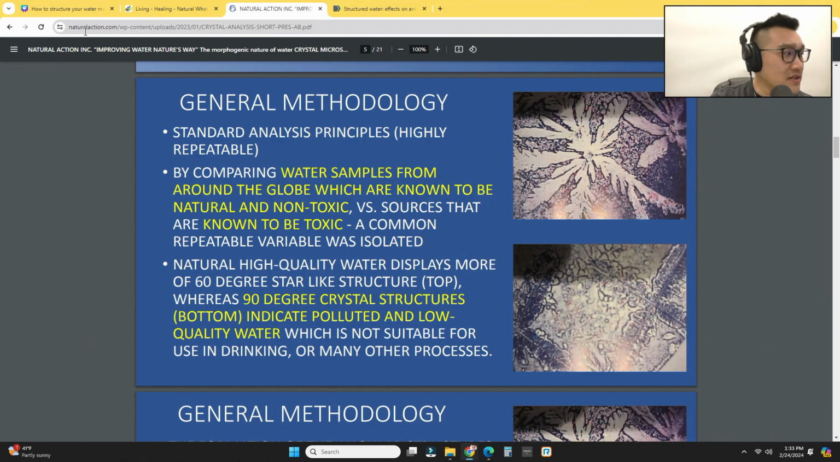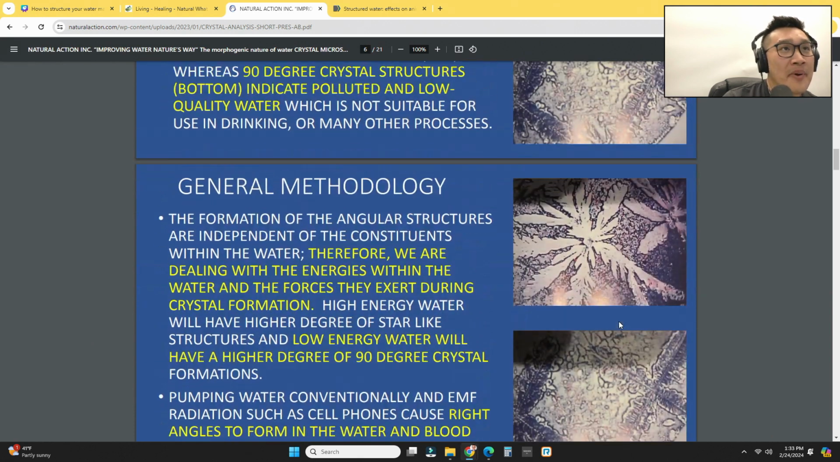But before we do all of this, I want you to bring your attention to the screen. On the top here, this is what I guess is good water. And you see how the angles are forming, right? And on the water below is when the water gets polluted, and the quality of the water suffers, and there's a lot of cell phone radiation and things like that, like EMFs. The water angles become more like 90 degrees, and this is what people consider to be bad water.